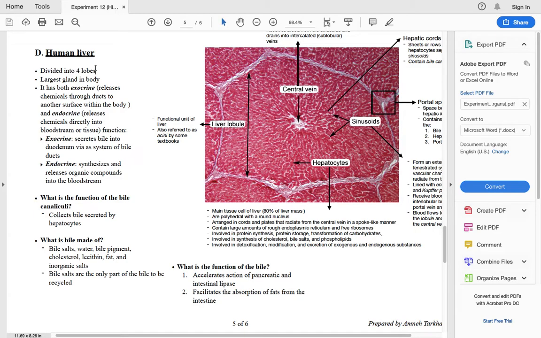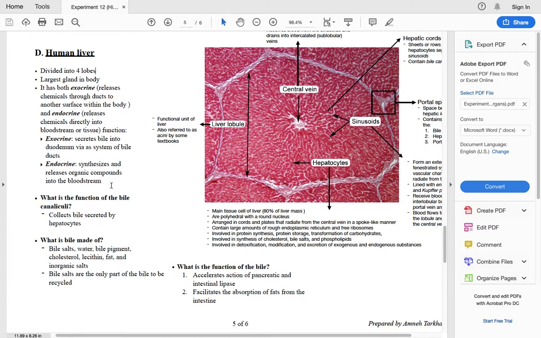It has both exocrine function and endocrine function. By exocrine function, we mean that it releases the chemicals through ducts to another surface within the body. And by endocrine, we mean that it releases the chemicals directly into the bloodstream or tissue. How is it an exocrine gland? Because it secretes the bile into the duodenum via a system of bile ducts. So that's how it's exocrine. And it's endocrine because it synthesizes and releases organic compounds directly into the bloodstream.